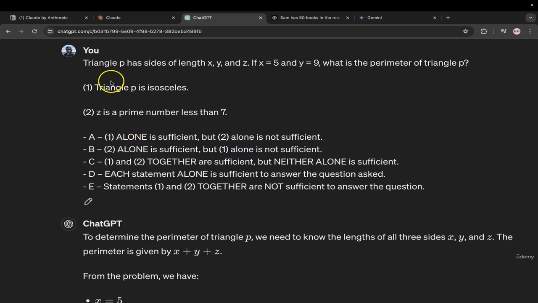Now there are 5 different MCQ options for the model to choose from. It says 1 alone is sufficient, 2 alone is sufficient, 1 and 2 together are sufficient but neither alone is sufficient, each statement alone is sufficient, statements 1 and 2 together are not sufficient to answer the question. Now, based on the explanation I just provided, we need both of these statements to be true to be able to get the answer, which means 1 and 2 together are sufficient, but neither alone is sufficient. And that's our answer C.